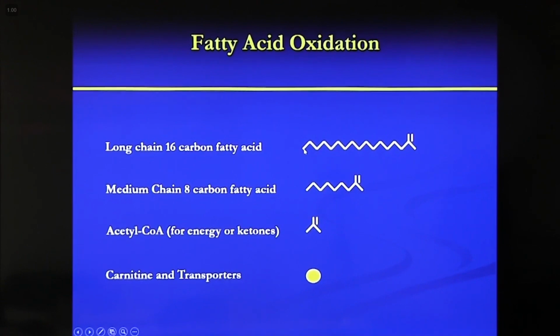Most of the fats that we eat are what we call long chain. So they're 16, 18 carbons. So remember these little organic chemistry diagrams. You can have medium chains, which are about 8 carbons, and the acetyl-CoA is 2 carbons.